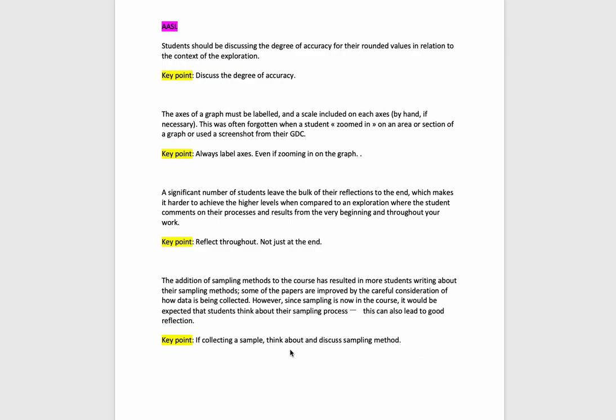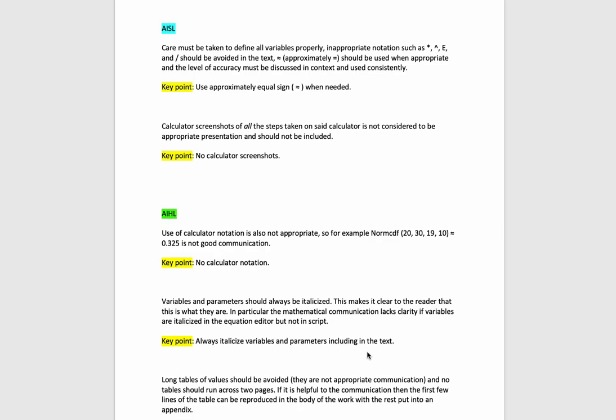If collecting a sample, think about and discuss the sampling method. Sampling is now part of the course, so you can talk about different sampling methods. AISL. Again, appropriate for all the courses. Use the approximately equal sign when needed, not the equal sign. If you're rounding, it's the approximately equal sign, which is that one there.